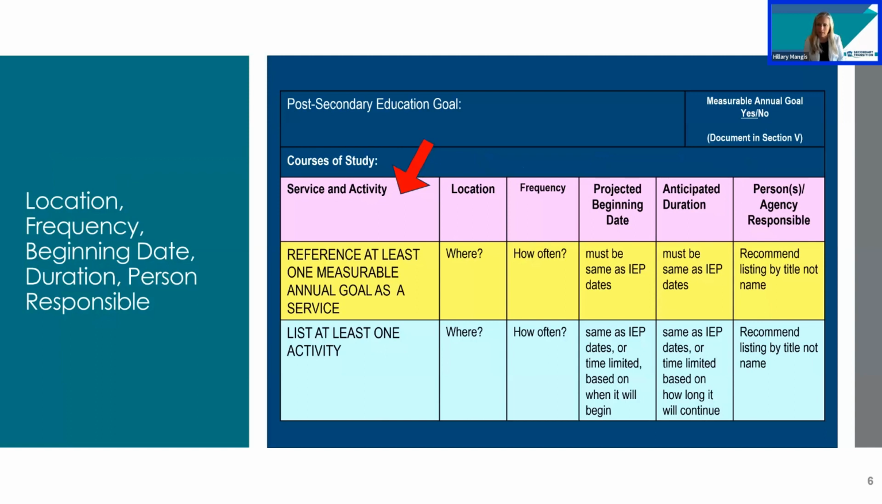For the projected beginning date, it must be the same as the IEP date for our measurable annual goals as a service. Again, the duration must also be the same as the IEP date. And then we want to make sure that we are documenting and listing by title, not name, the persons or agencies responsible.